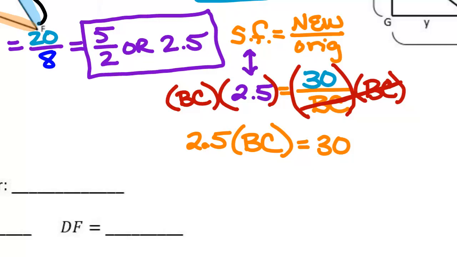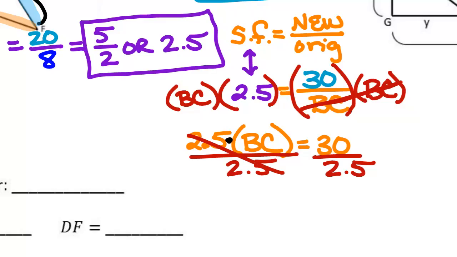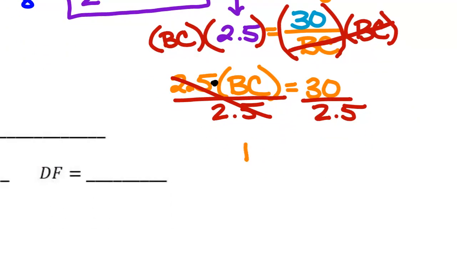What operation is happening right here in between the 2.5 and the BC? Multiplication. Well, what can I use to undo multiplication? Division. What would I divide by? What is it that I want to cancel? The 2.5. I want the 2.5 to go away so that I have BC all by itself. So we're going to divide both sides by 2.5. And that gives me BC equals, what is 30 divided by 2.5? 12.